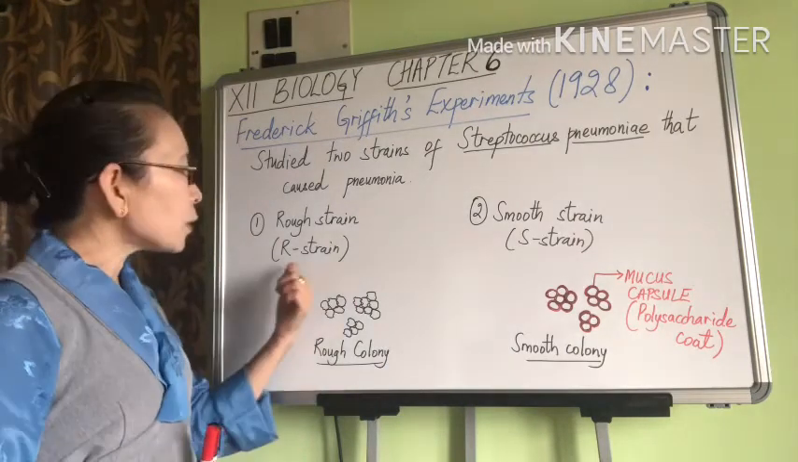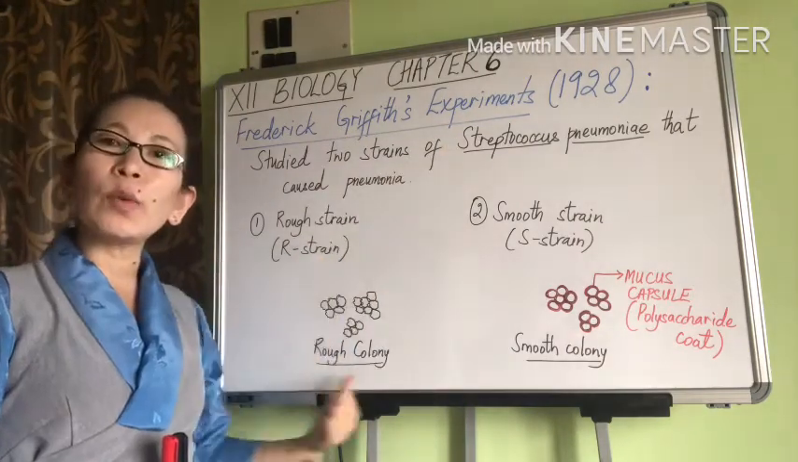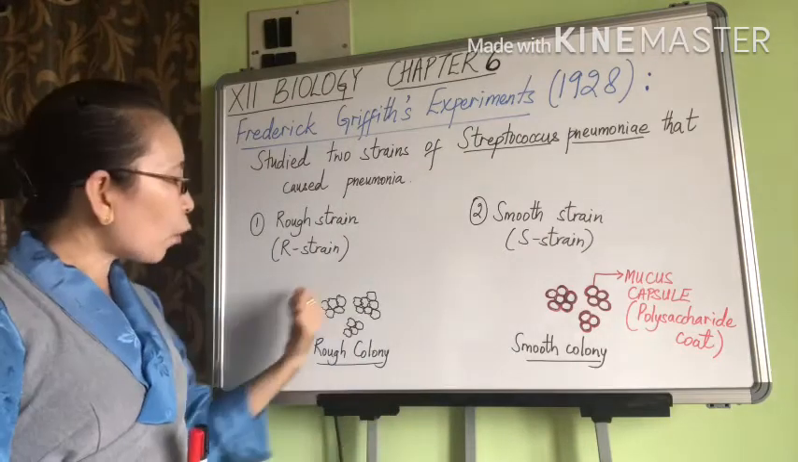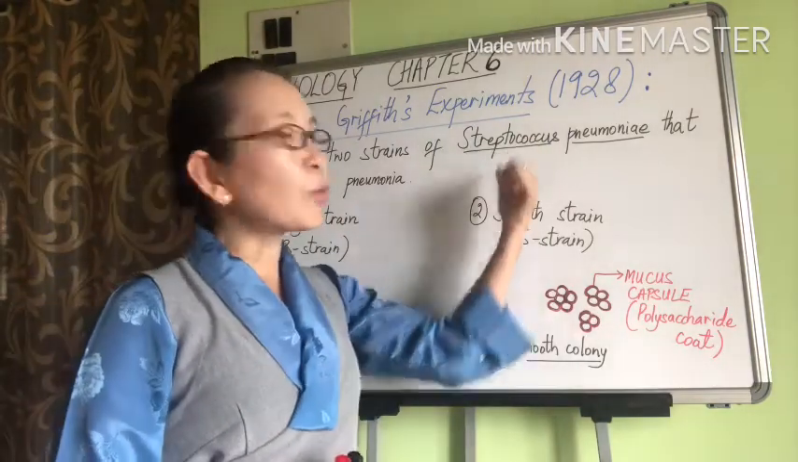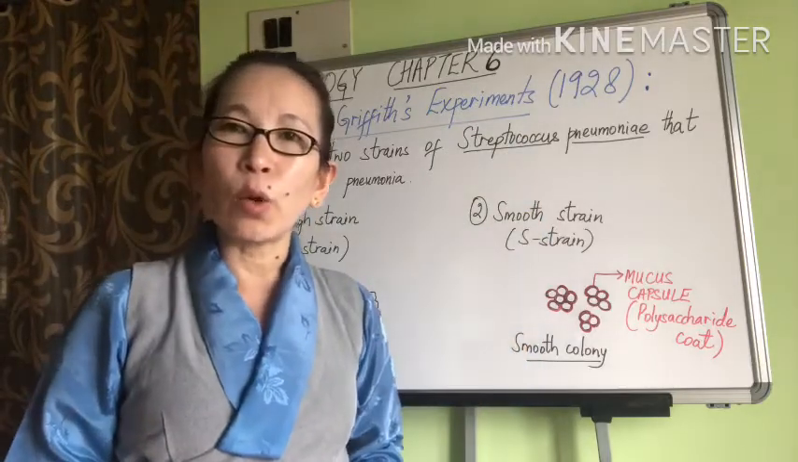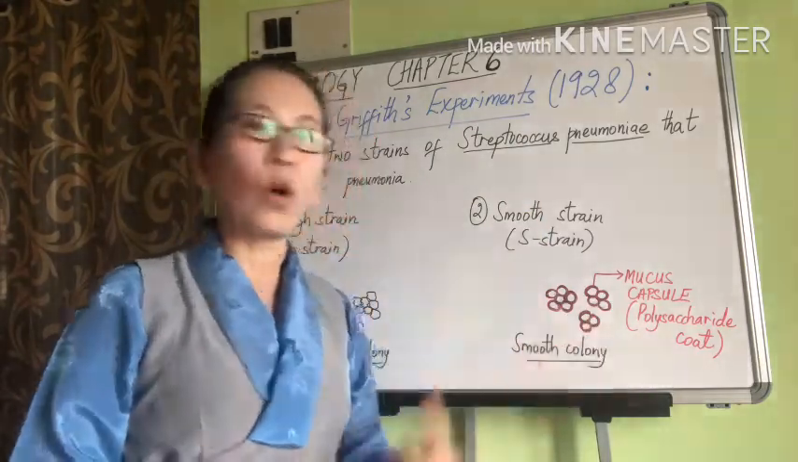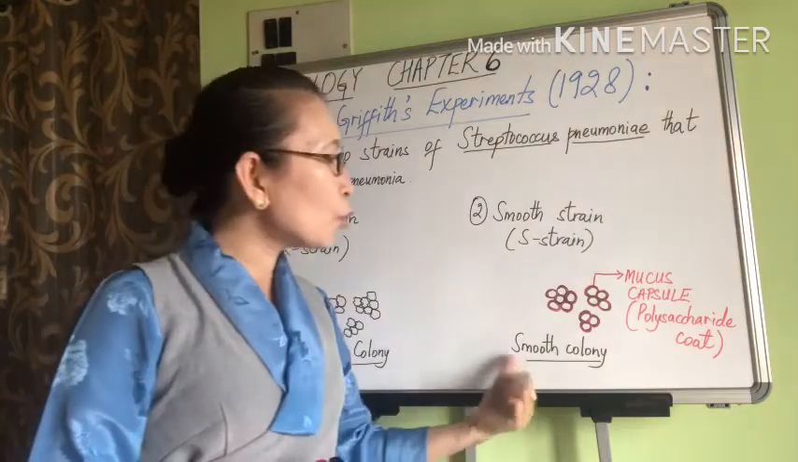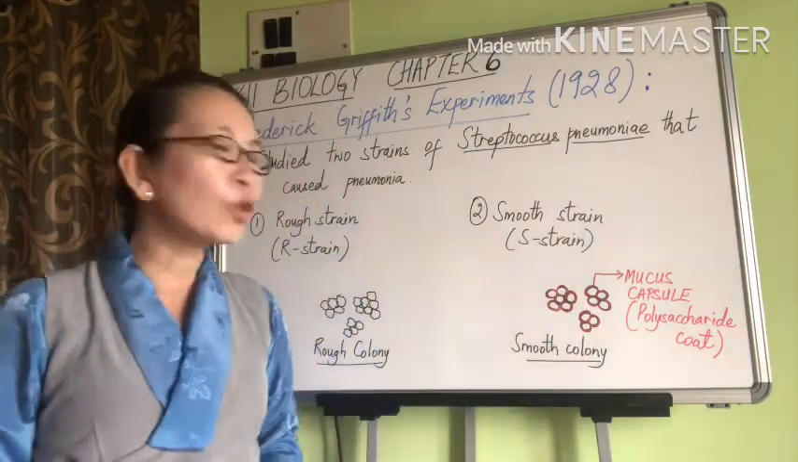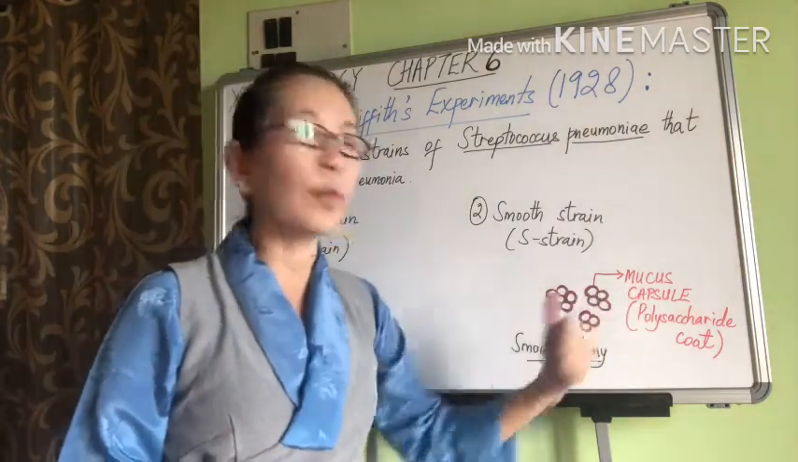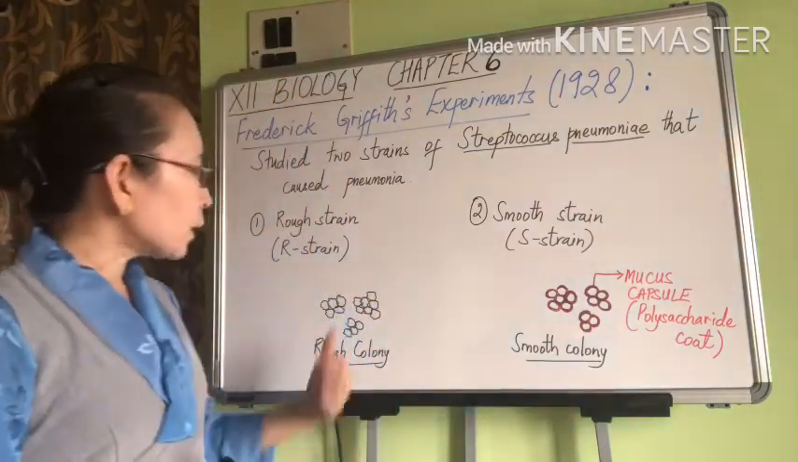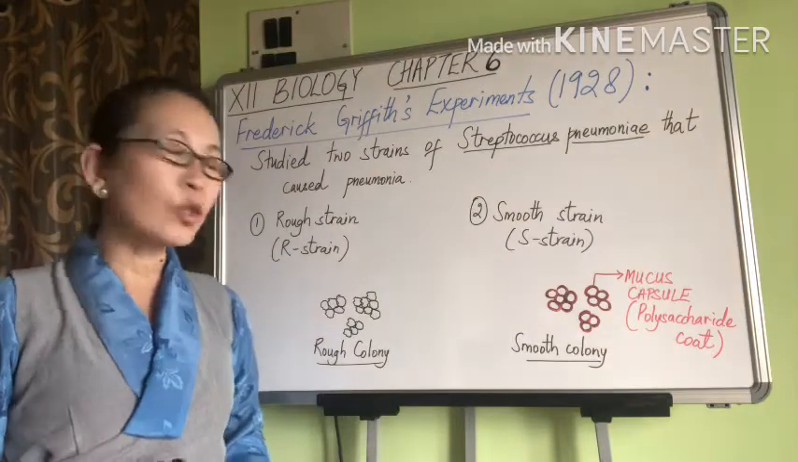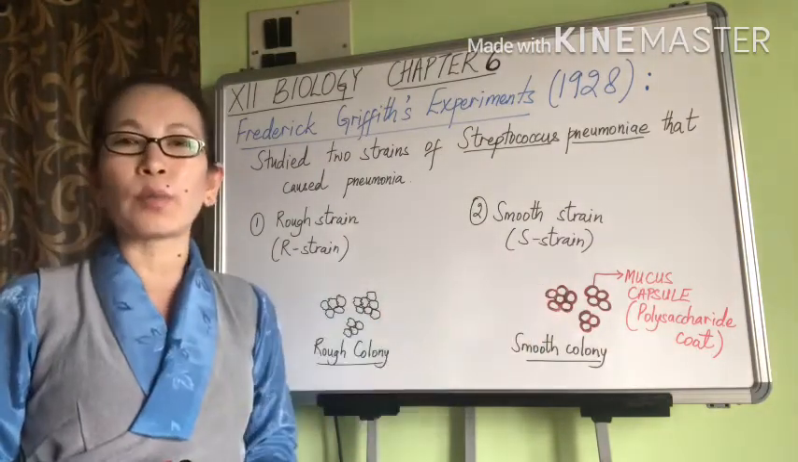Now when R strain Streptococcus bacteria were cultured or grown, they formed rough colonies, whereas when the S strain Streptococcus bacteria were cultured or grown, they formed smooth colonies. And the smooth appearance of the S strain was due to the presence of a mucus capsule made up of a polysaccharide coat, whereas the rough appearance of the R strain was due to the lack of the mucus capsule.